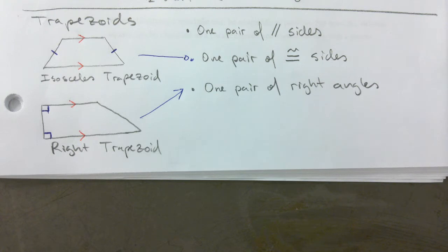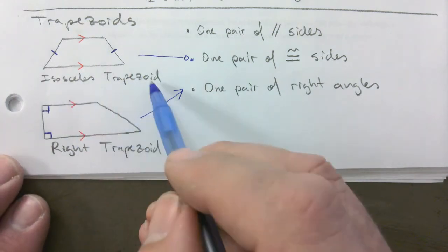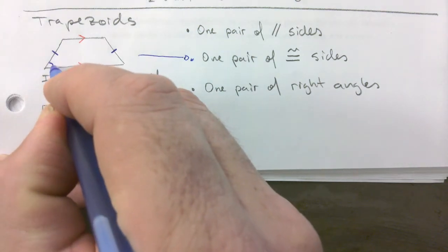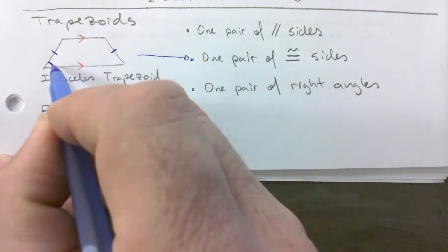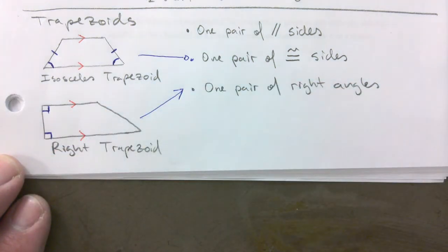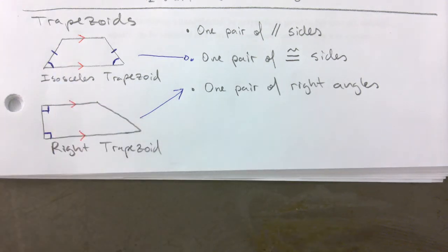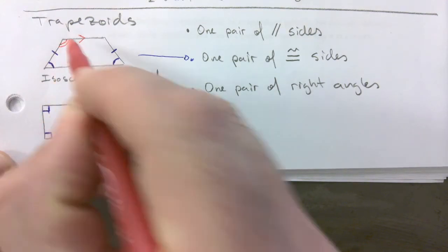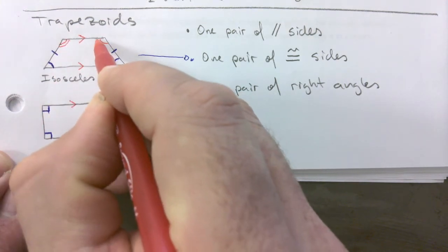And here, one more thing that's true about the isosceles trapezoid is that this angle here is just like the triangle. The angles that are across are the same. And so are the angles that are up top here. 1, 2, 1, 2.